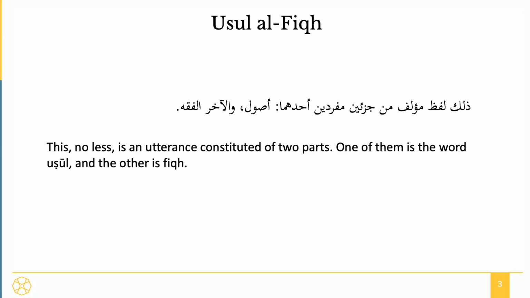He says, ذلك لفظ مؤلف من جزئين مفردين أحدهما أصول والآخر الفقه. What does he say? ذلك لفظ, that is no less an utterance. مؤلف, made up of, constituted of, جزئين مفردين, of two parts. أحدهما, the first part would be the word usul, and the second part would be the word fiqh.